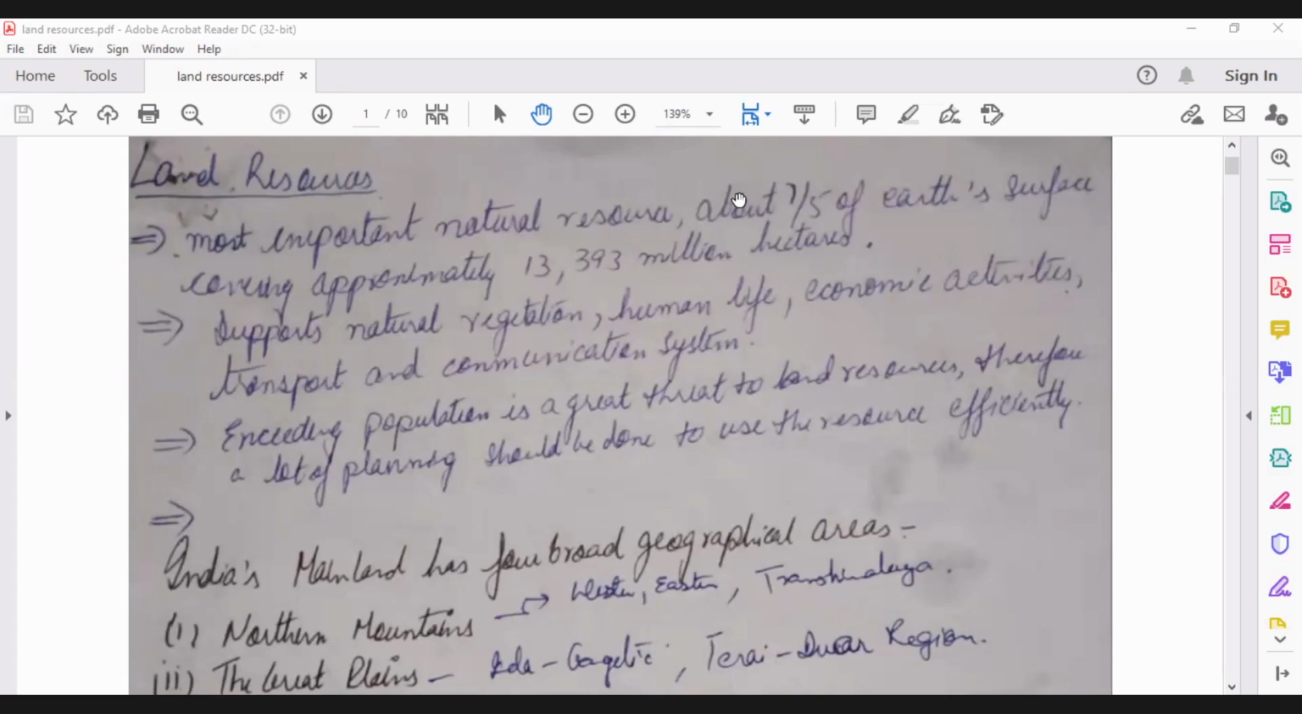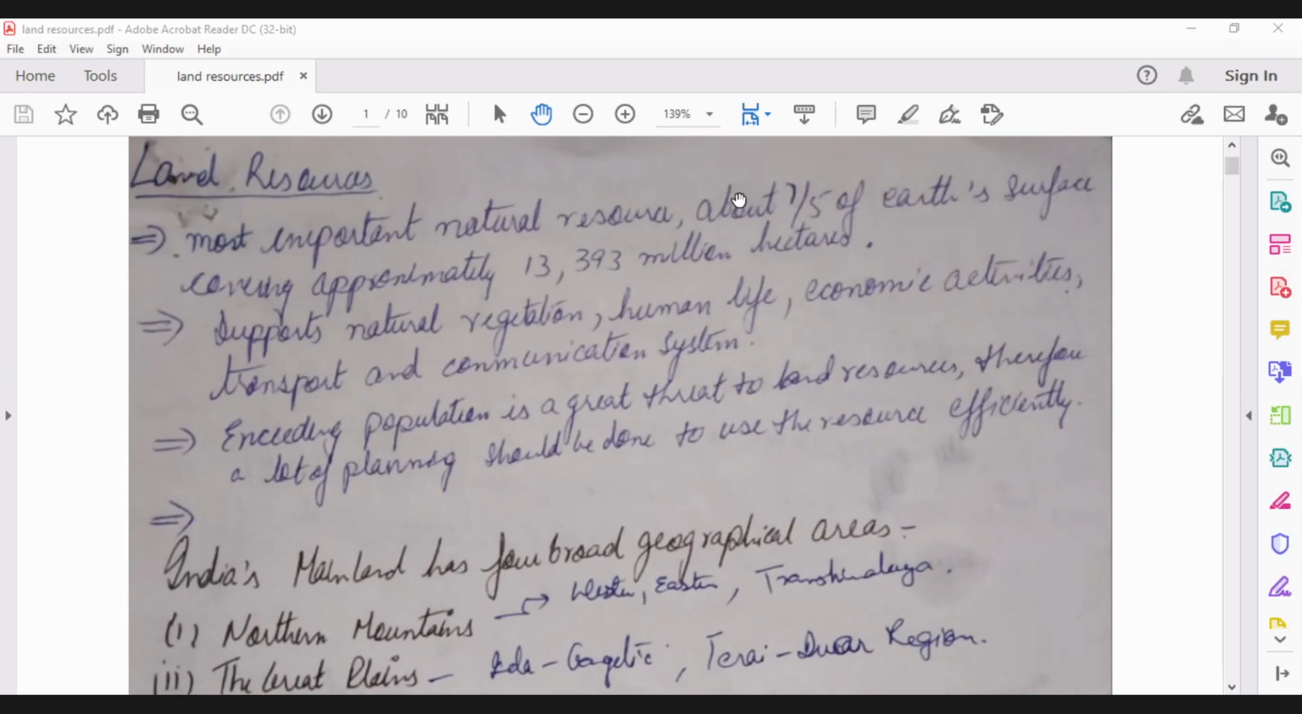Today's lecture is divided into two presentations. The first one is the notes that I have prepared from the textbooks, and the second one is the presentation that I have prepared from the statistical data that I have found on the internet, to add to the knowledge that is there in your textbook. As your syllabus says, we have to go through the notes that are prepared because it's a part of your lecture. So let's talk about land resources.